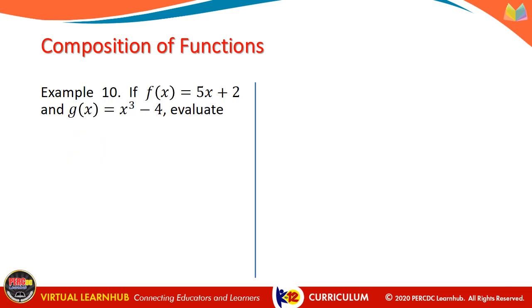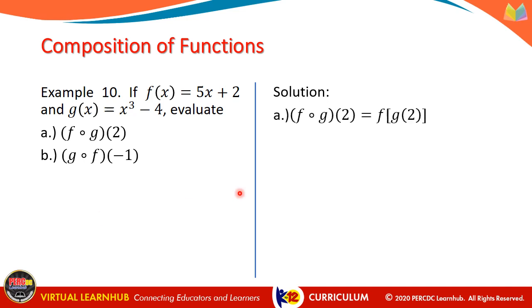Let us have example number 10. If f of x is equal to 5x plus 2 and g of x is equal to x cubed minus 4, evaluate letter A, f of g of 2, and letter B, g of f of negative 1. How do we solve for this? Letter A, f of g of 2 is equal to f of g of 2. g of 2 is inside the function f. We will first evaluate g of 2.